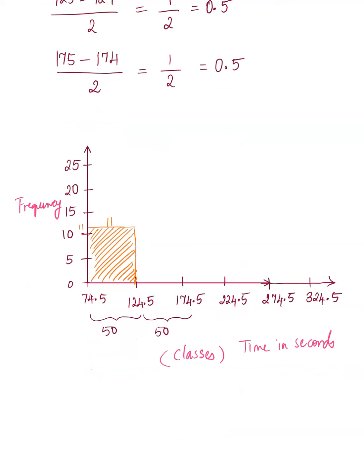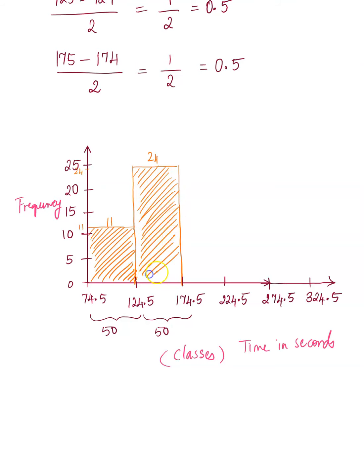So remember, these bars must touch. So 24 could be one below this. I want to bring it all the way here. It's 24, so it's a little below this, and shade that. And see how the bars were touching because we used the class boundary.